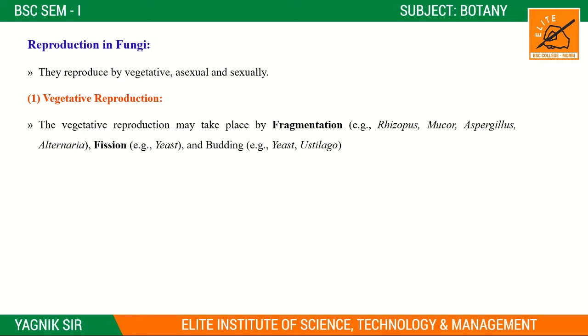And the last method is budding. A new very small bud is produced, and this bud is attached to the mother cell, the mother plant, right? Normally this type of method we can see in yeast and Ustilago. Some examples of the fragmentation method are Rhizopus, Mucor, Aspergillus and Alternaria, right? So these three methods are vegetative reproduction. Then we are moving on to asexual reproduction.